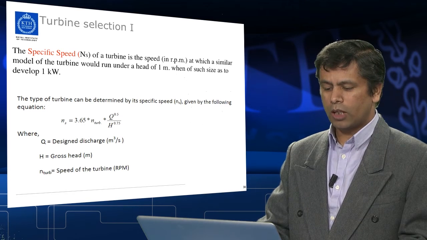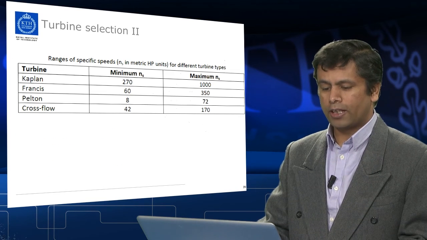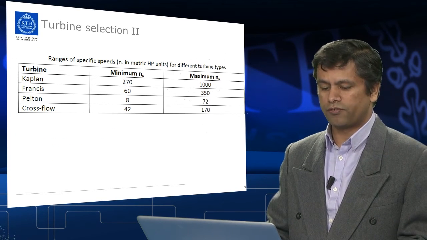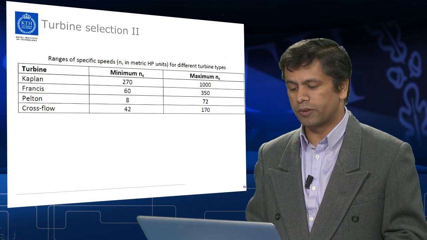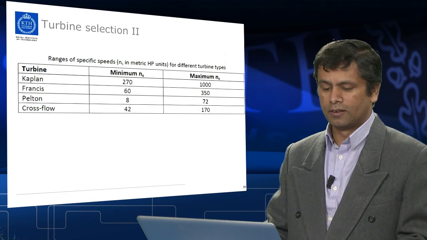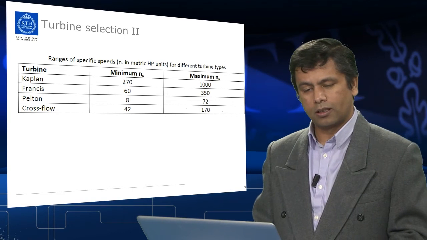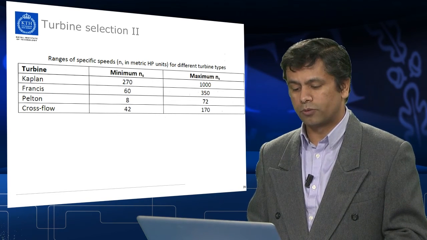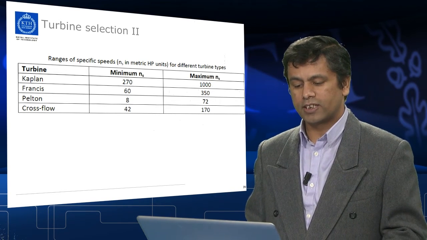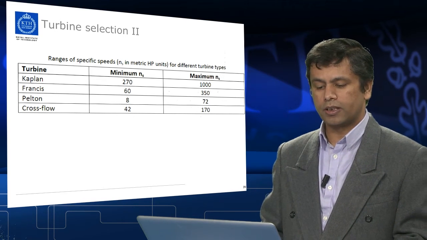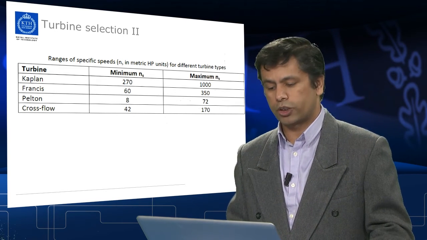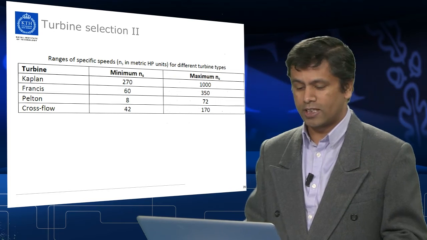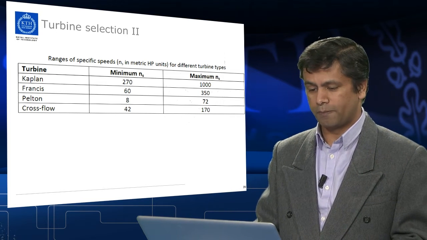Once you calculate this specific speed, you can choose among the different turbine options depending upon the range. So, if you look here, the Kaplan turbine has a specific speed range from 270 to 1000, the Francis turbine has a range from 60 to 350, the Pelton turbine has a range from 8 to 72, and cross flow has a range from 42 to 170.